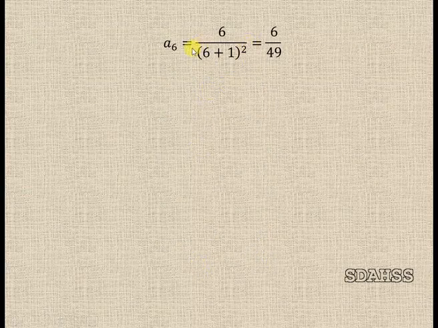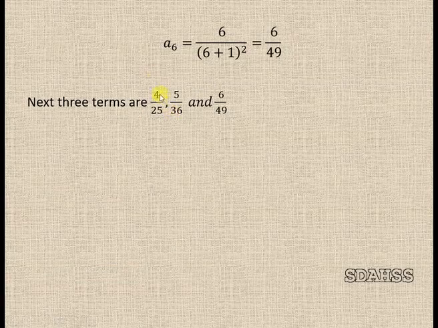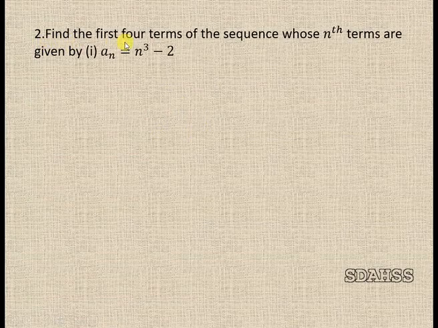which is equal to 5/36. A6 is equal to 6/(6+1)², which is equal to 6+1 means 7, 7² means 49, so 6/49. So the next three terms are 4/25, 5/36, and 6/49.